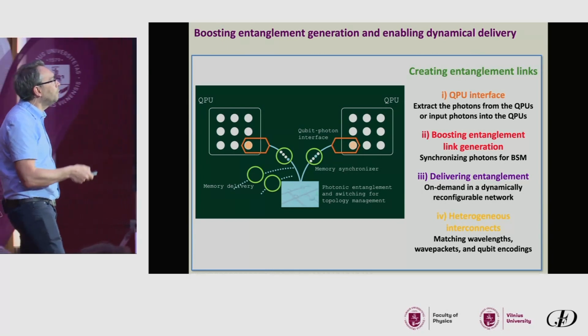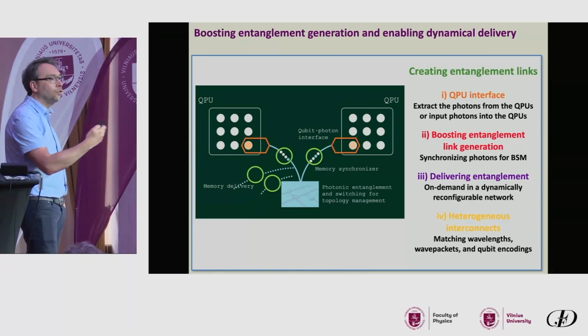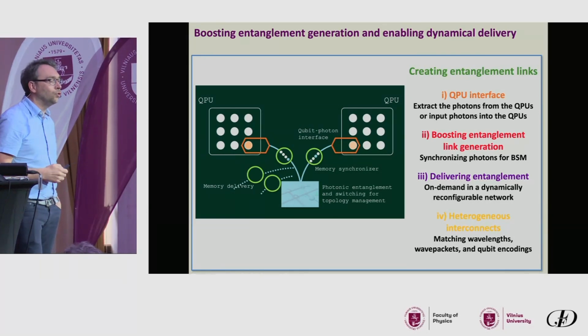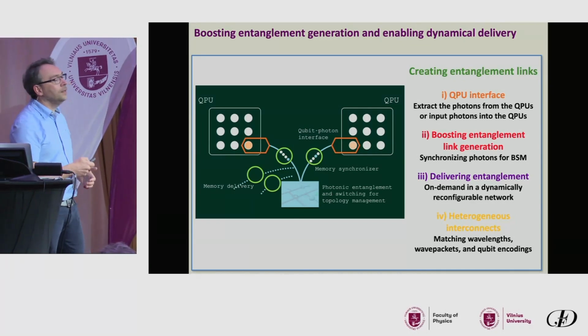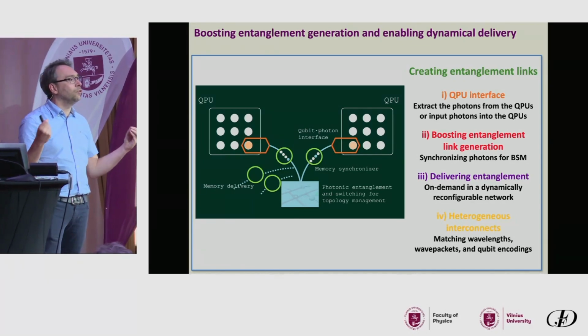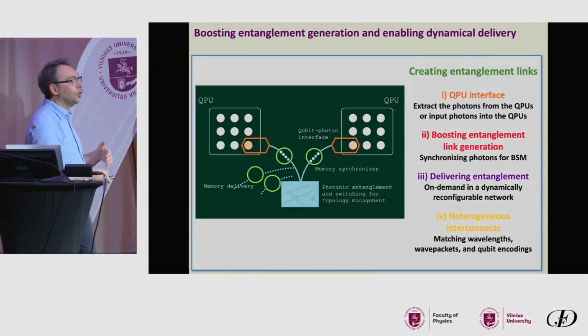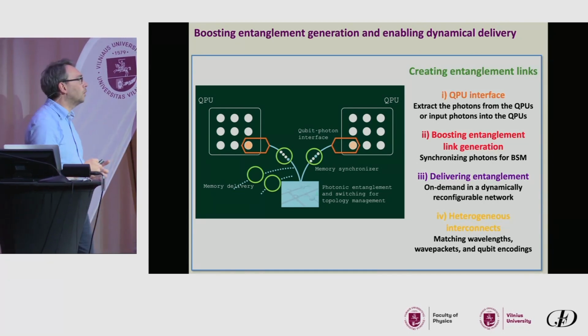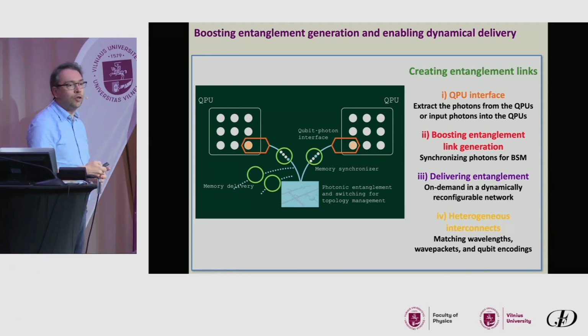So this is a kind of list of the capabilities. QPU interface, as I said, to extract the photons or to send photons into the QPU. They are not isolated anymore. You may want to boost entanglement generation by synchronizing the photons coming from the QPUs. You want to deliver entanglement in this reconfigurable network. So this is where quantum memories play a central role. And you might want heterogeneous interconnects.